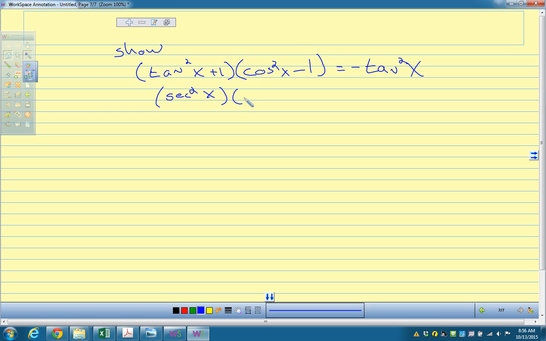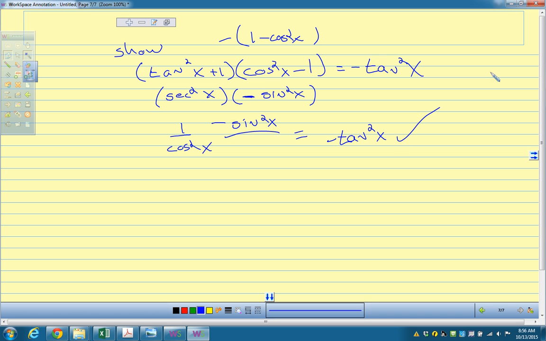Sine squared is equal to 1 minus cosine squared. So the negative of that would be negative 1 plus cosine squared, which is what this is. So this is negative sine squared x. Then how could I rewrite secant? 1 over cosine. So that's secant squared times negative sine squared, which is negative sine squared over cosine squared. What's that equal to? Negative tan squared x. And I'm done with that. Verify the identity, 2 more and we'll be done.